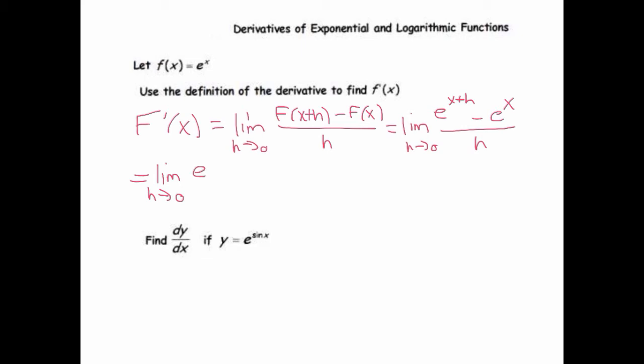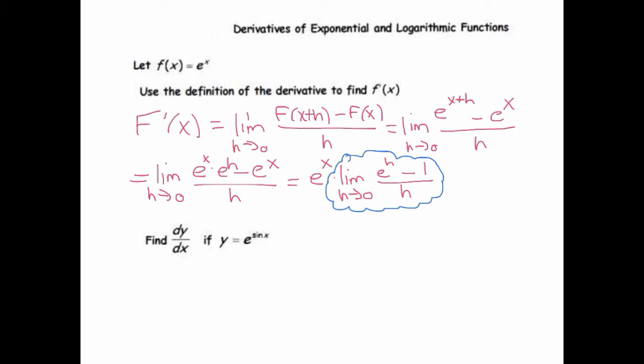And so that becomes e to the x times e to the h minus e to the x divided by h. And now we can see that we can probably factor out an e to the x. Actually, we can factor it out and move it outside the limit because it doesn't have any h's in it. So if you do that, you're left with e to the h minus 1 divided by h.